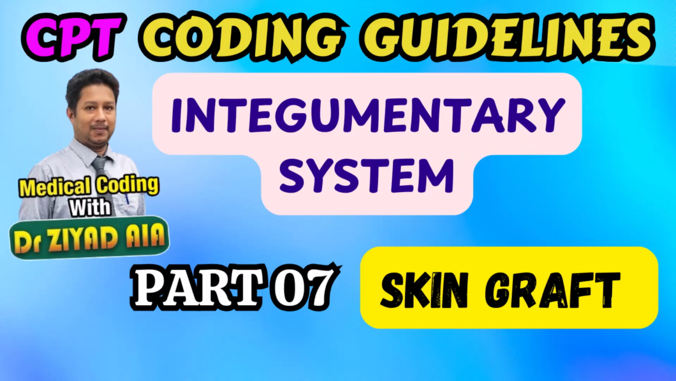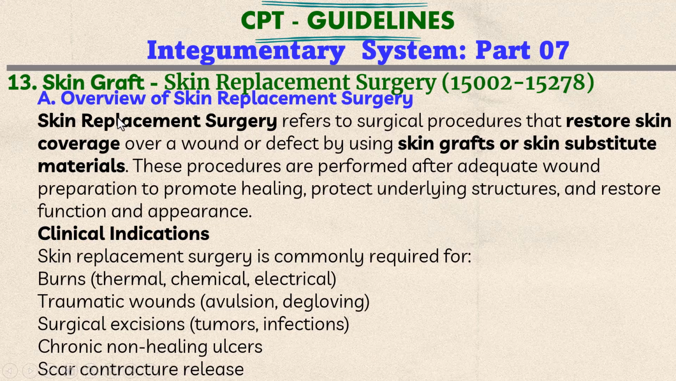Integumentary system coding guidelines, part 7, skin replacement surgery. Number 13, skin graft, skin replacement surgery. This is the continuation of previous parts, so please check the playlist. So this includes the codes 15,002 to 15,278. So the overview of this skin replacement surgery.